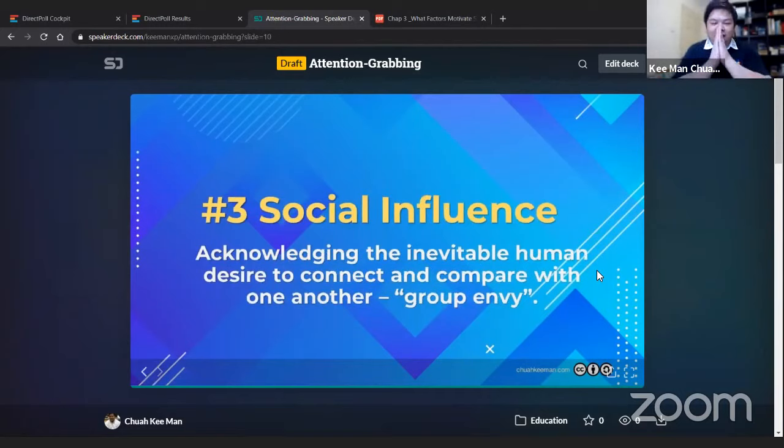And the last one, which is quite critical, I think, is social influence. We have to acknowledge that we have this human desire to connect and compare with one another. We cannot run away from what Yukai mentioned about group envy. Group envy is not a negative thing. Let's say you have two classes. One seems to have a very hyper lecturer doing a lot of activities. The other is not really doing much. Then the students in this group will start to envy the other group, and they will move on to that particular class or course.